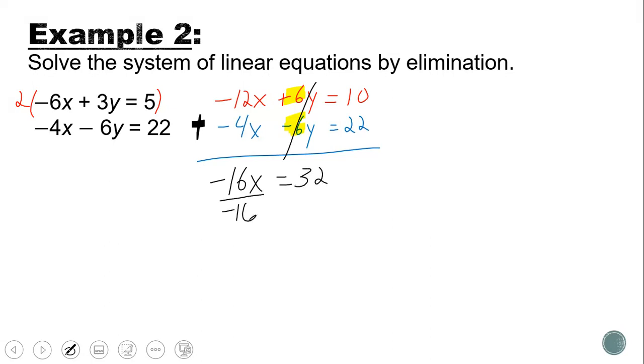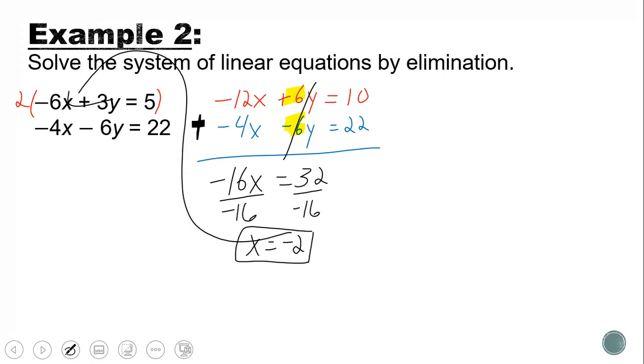Solve for x, divide by negative 16. You've got x is equal to negative 2. So there's my x value. Take your x, plug it into whatever equation you feel like plugging it into. I'm going to plug it into my top one, and I'm going to solve for y. So negative 6 times negative 2 plus 3y equals 10. Oops, equals 5, sorry.